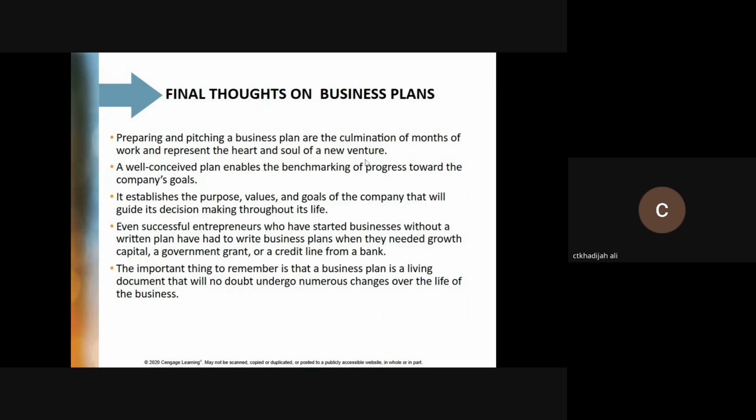Okay, so this is why we need a business plan: to gather money to grow our business. The important thing to remember is that a business plan is a living document that will no doubt undergo numerous changes over the life of the business. So that's all for chapter 7.